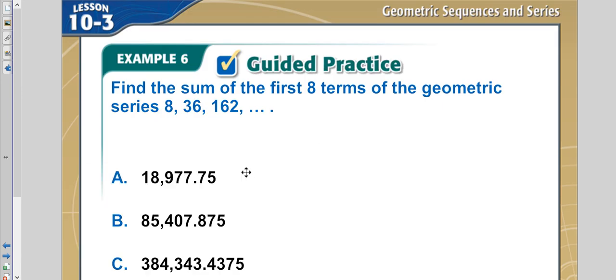All right, your turn. Find the sum of the first 8 terms given this, and I'll let you choose which one you think is the best formula.